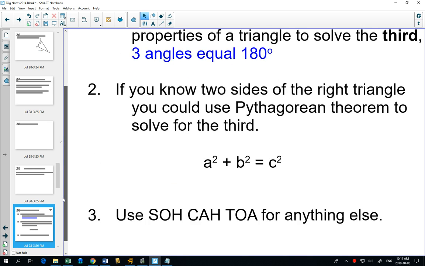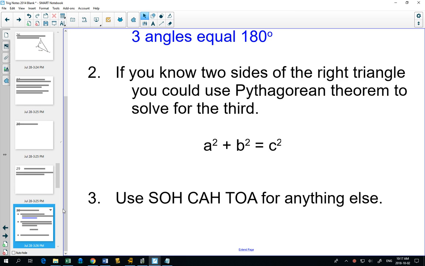Now we can add part 3 to this: if you don't know enough to do all of the angles or all of the sides from previously, you can now use SOHCAHTOA for anything else. And sometimes you'll start to find that you like SOHCAHTOA better than a squared plus b squared equals c squared anyways, and you might use SOHCAHTOA twice rather than using a squared plus b squared equals c squared. You have some choice.